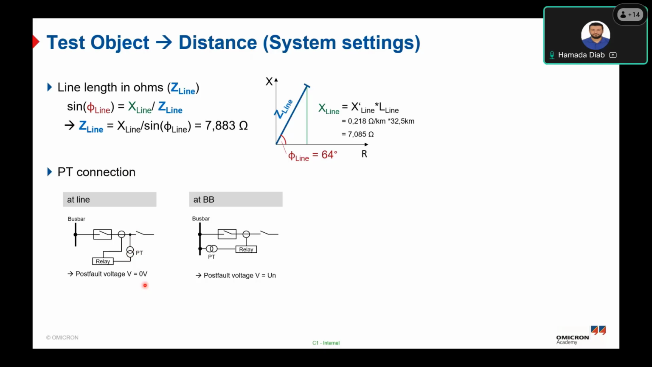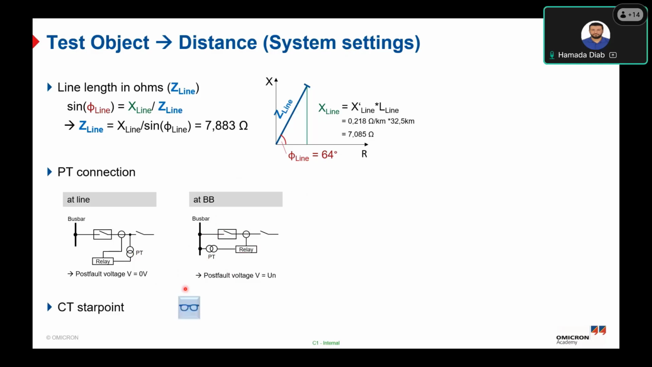But if the PT is connected at the bus bar, this means if we simulate a post-fault stage, the CMC will continue to output the voltage at the rated voltage because the circuit breaker will be tripped, right? But the bus bar voltage is still healthy. So here is the main difference between the PT connection at the line and at the bus bar. So you have to identify and configure this setting in the distance array file based on the connection schemes or the drawing inside your substation.